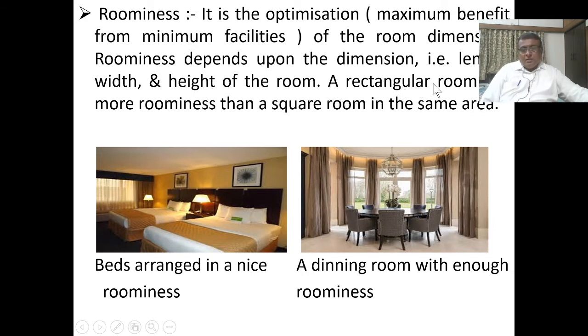A rectangular room has more roominess than a square room of the same area, because in a rectangular room we can arrange the internal furniture and appliances, whether it is a sitting arrangement or a dining area, in a good way than in a square room of the same area. Here we can see that beds are arranged to have nice roominess.